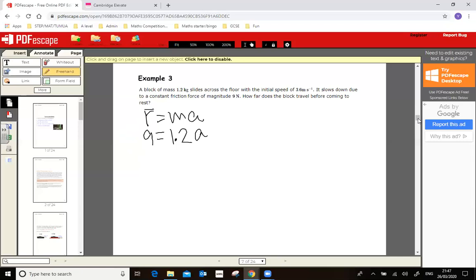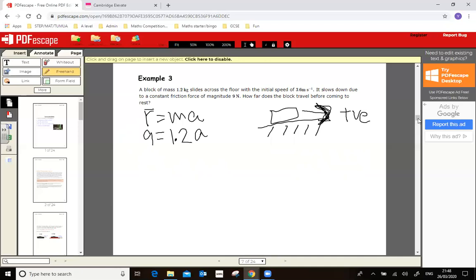Okay, now let's just pause and think about it again. Is this correct? Well, if the block is moving across a surface, which direction would be the frictional force acting? Let's just draw a diagram and think about it. So, if this is my block, this is the surface. If we're going in this direction towards the right-hand side, let's say this is my positive direction.